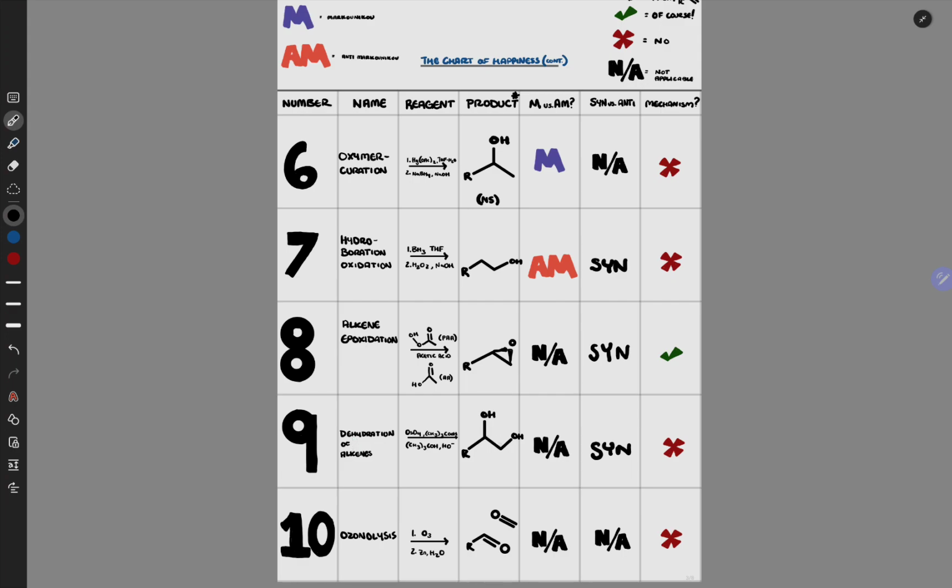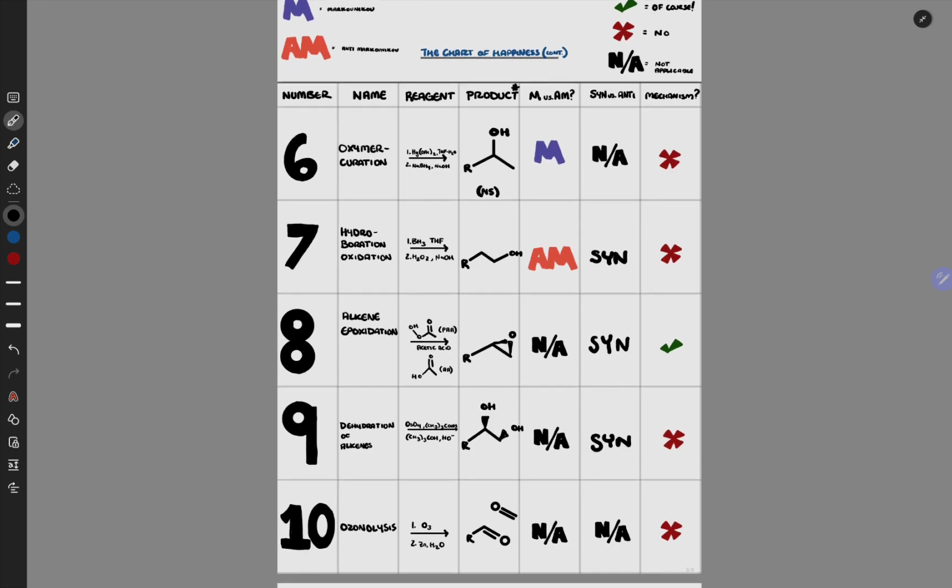OsO4 ends up putting two hydroxyl groups by syn addition onto the alkene, removing the alkene and forming those bonds. Again, by syn addition. You do not need to know the mechanism for this. It's pretty complicated. All right, number 10 is ozonolysis.